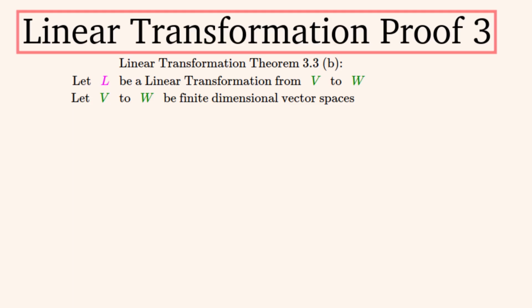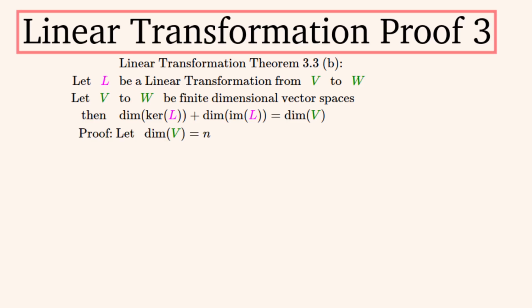We'll define all of these functions and vector spaces here. It's important to note that these vector spaces are finite dimensional. And this theorem says that this equation is true. It can be thought of as the number of basis vectors for each of these vector spaces. So now to prove this theorem, we'll let the dimension of the vector space V, which is the domain of the function, be set to be equal to n.